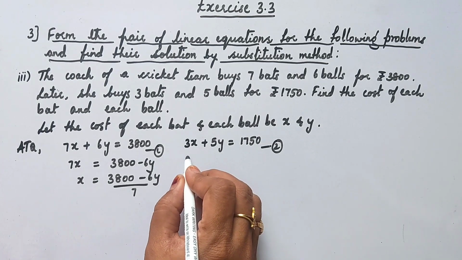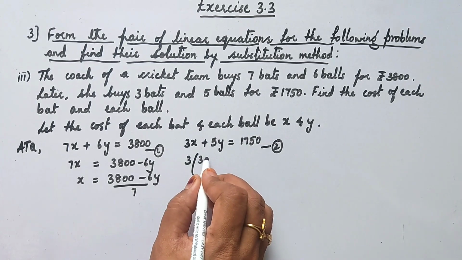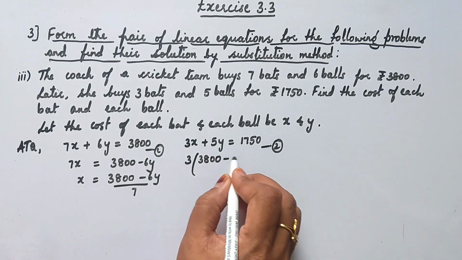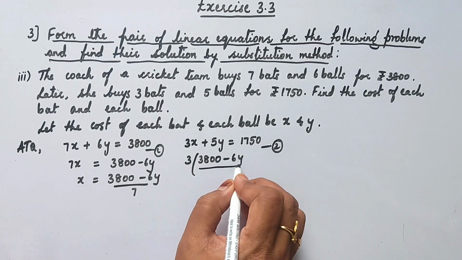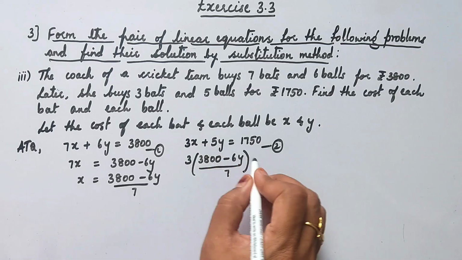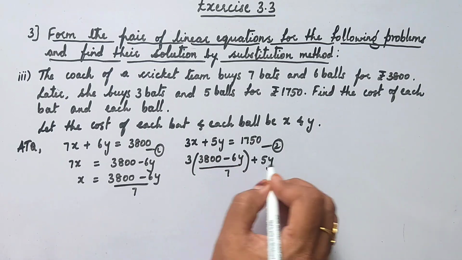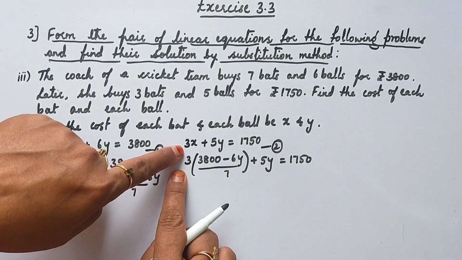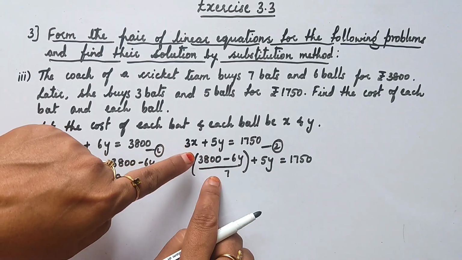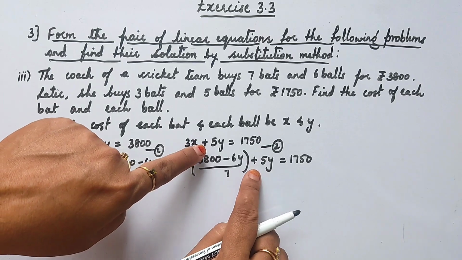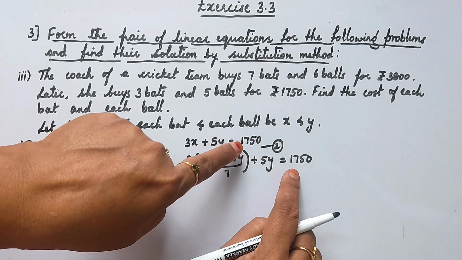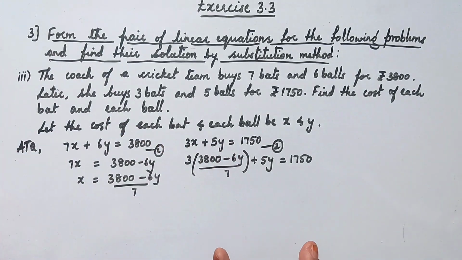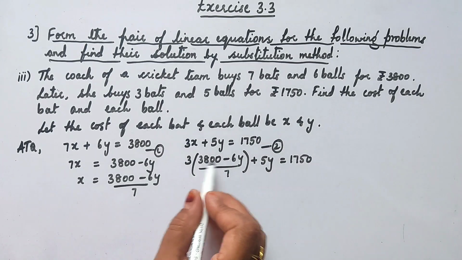Okay, now this is 3 into (3,800 minus 6y) upon 7 plus 5y equal to 1,750. You can see here 3 as it is I have written. Only the value of x I have substituted, plus 5y equal to 1,750 I have written as it is. Now let me multiply this.